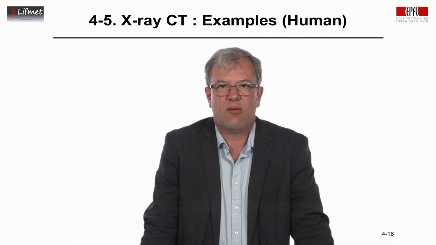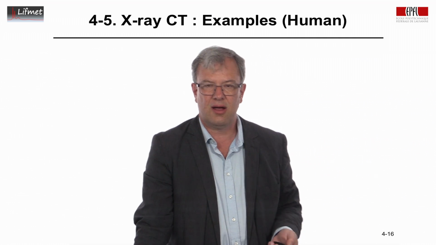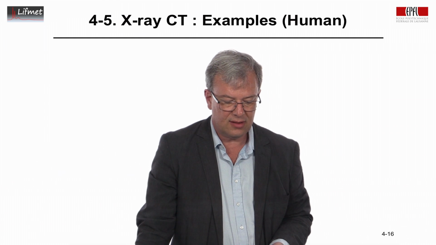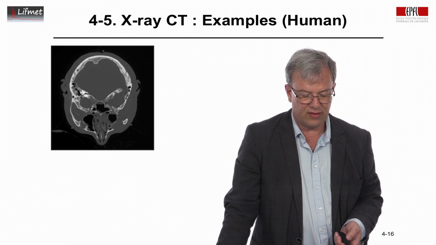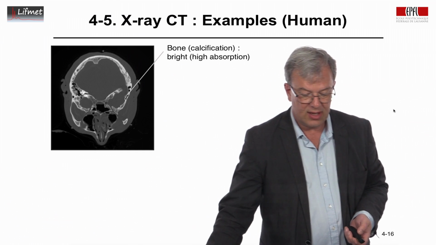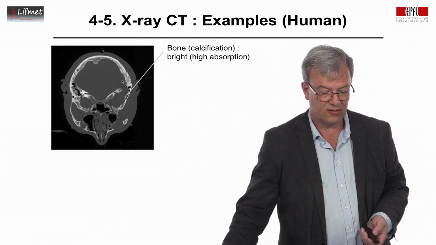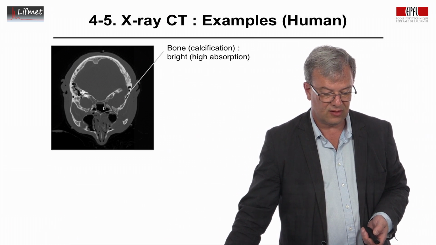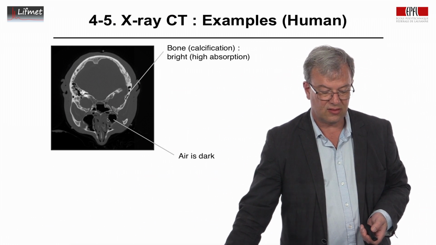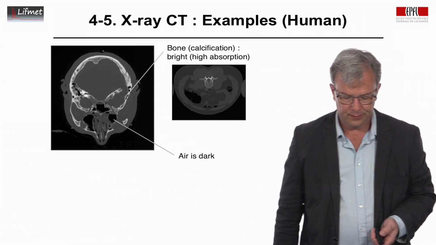In this segment, I want to provide some image examples to illustrate the type of images that CT can provide. This is the image of a human head. We have bright, high electron density, so this is bone, high absorption. We can see the skull here, we see the sinuses here. The air is dark, these are the sinuses, that's the stuff that clogs up when you have a cold.